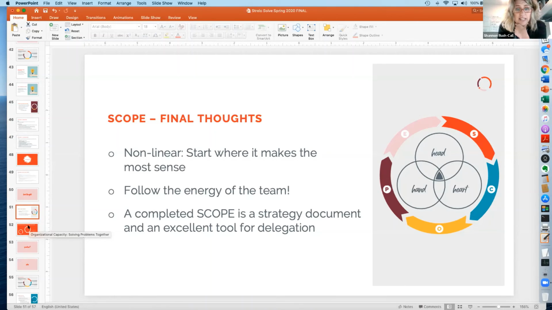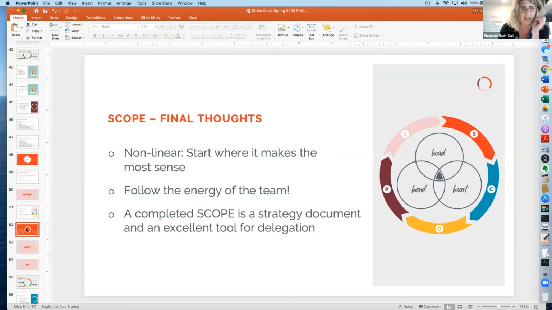Then the third thing I would say is that a completed scope document is a strategy document. So think of it that way. It is also, if you are in a position of leadership, an excellent tool for delegation because you can align with your team and have confidence in their strategic direction and the impactful nature of their work. Because you've spent so much time up front, you now know that when they get to the plan stage, which we didn't talk about today, their actions are aligned with a clear and sustainable strategic direction.